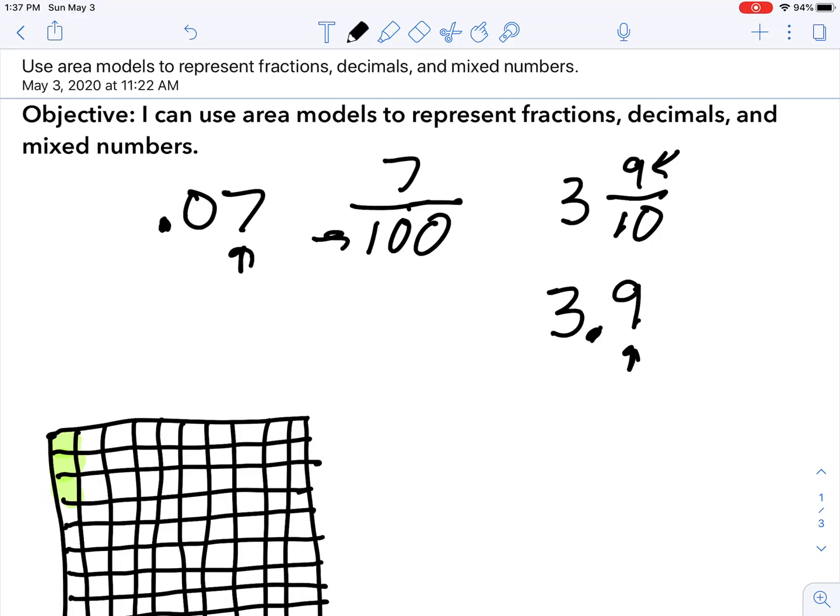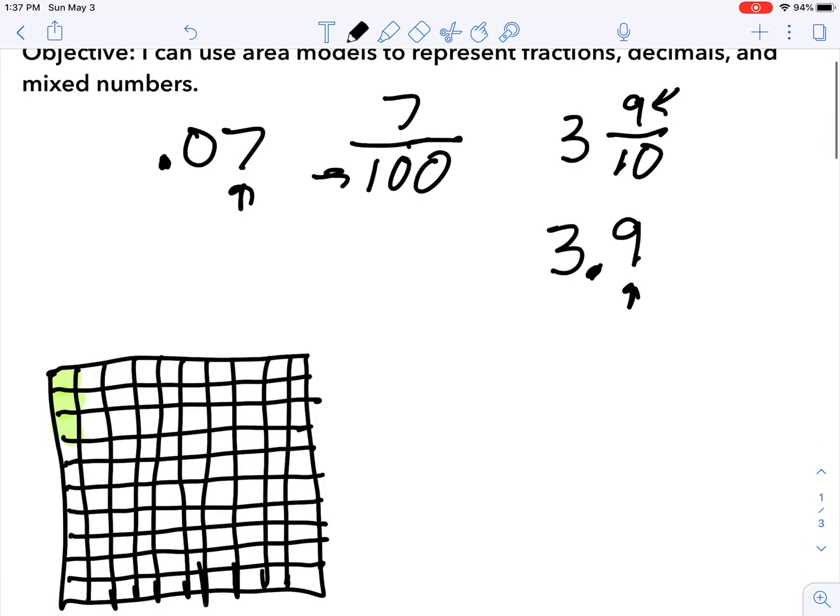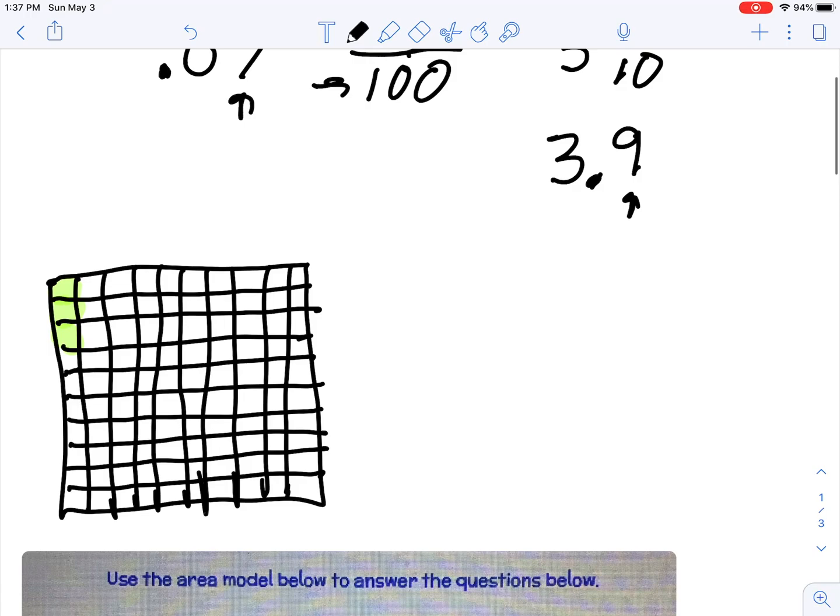So basically what we're going to do is what we've been learning. All we're going to do this time is look at area models and write down the number that they represent. So for instance, right here, this area model, you would look at it and write whatever the area model is showing as a decimal and a fraction. So it's basically just counting. The easiest way is to write the fraction first.